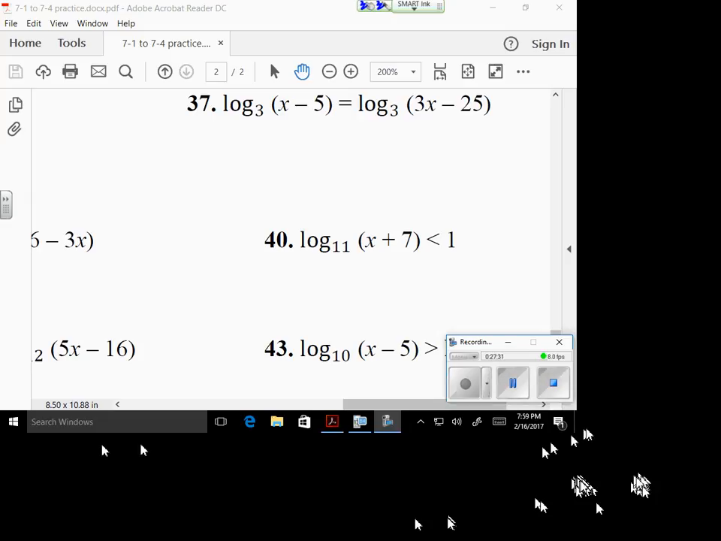Number 37, we have a double log. So we can just set up x minus 5 equal 3x minus 25. Minus 3x from both sides. Add 5 to both sides. -2x equal to -20, so x must be 10.